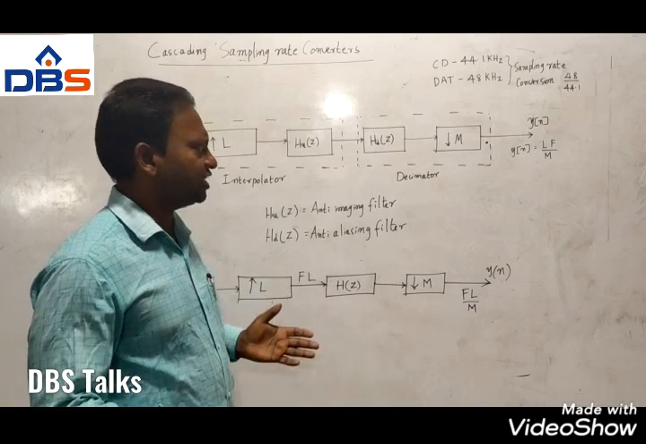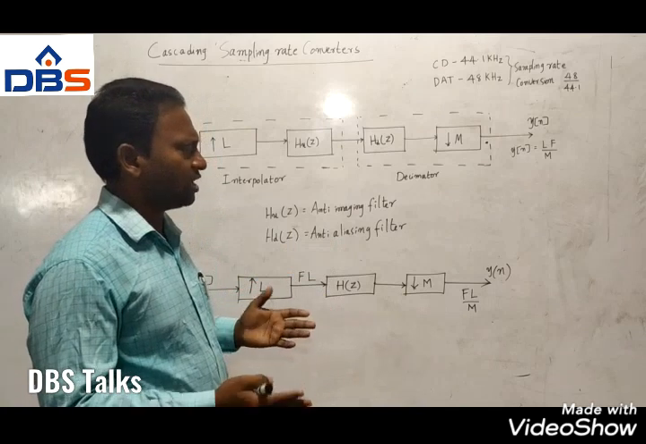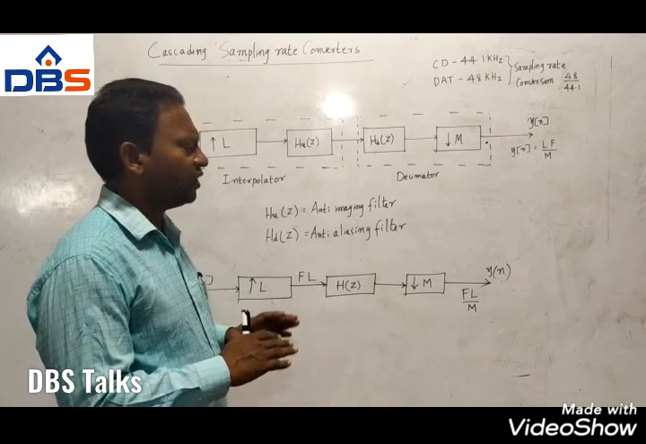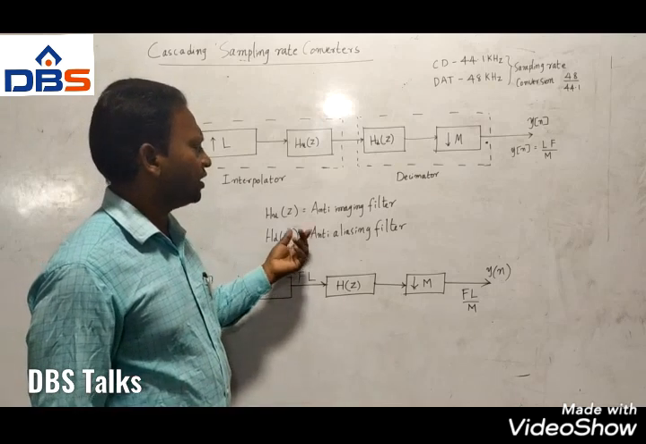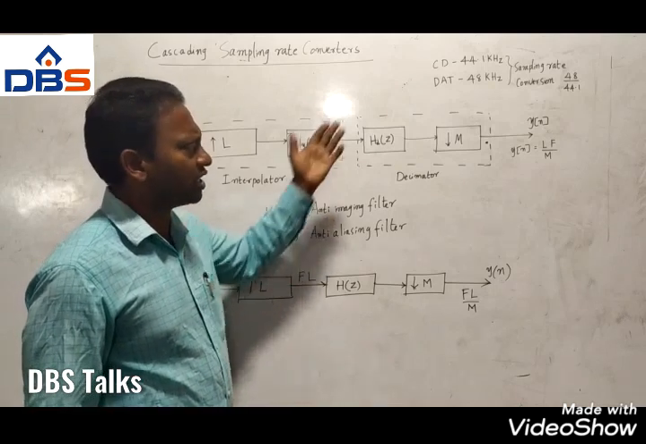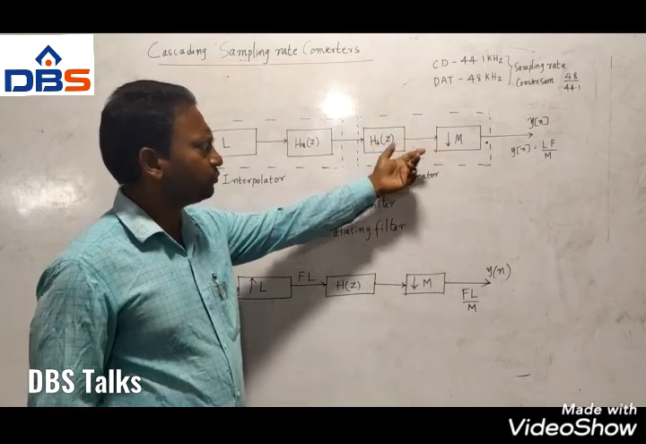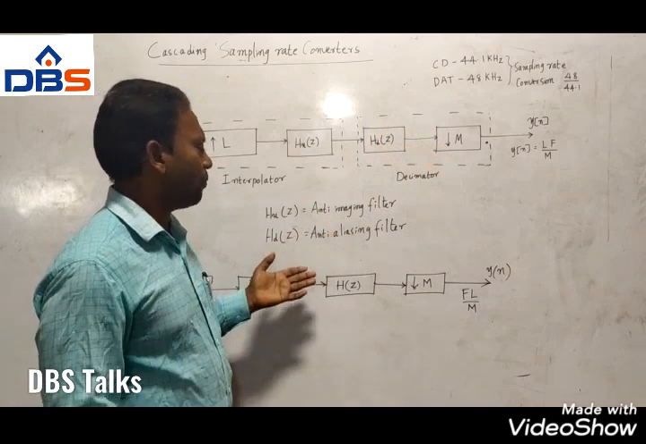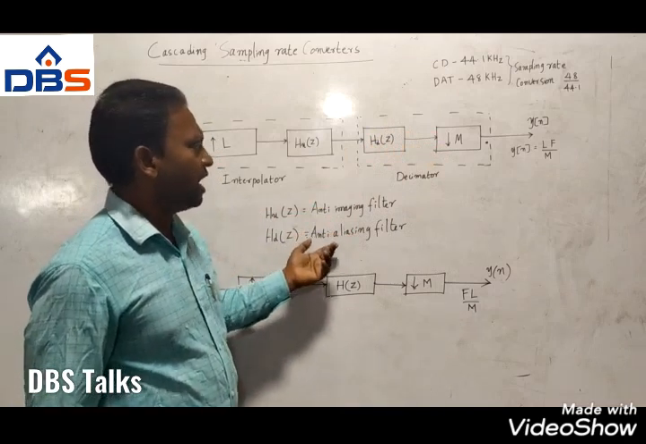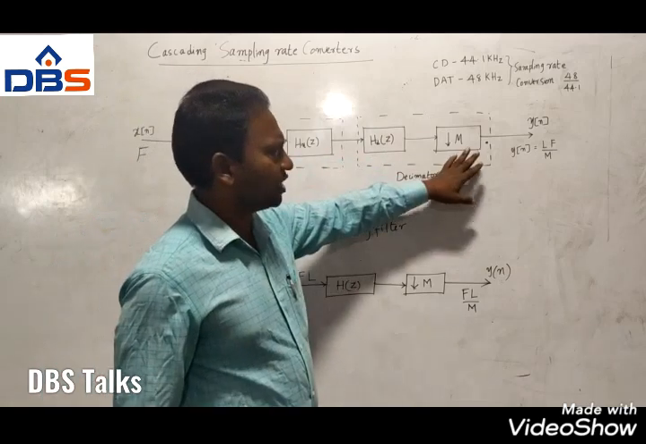Aliasing means overlapping of the adjacent spectral components. If that overlap takes place, you cannot recover the original signal. That is why, before the decimator, any high frequency components that are present are removed by the anti-aliasing filter. After that, this interpolated signal is decimated by M.